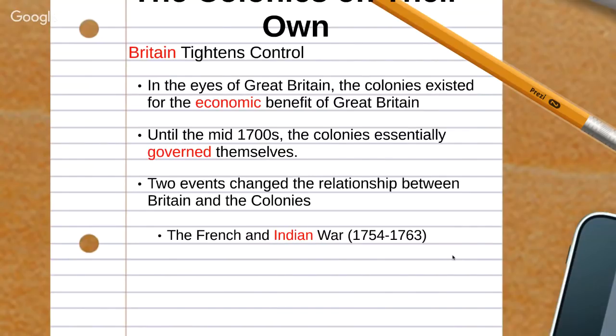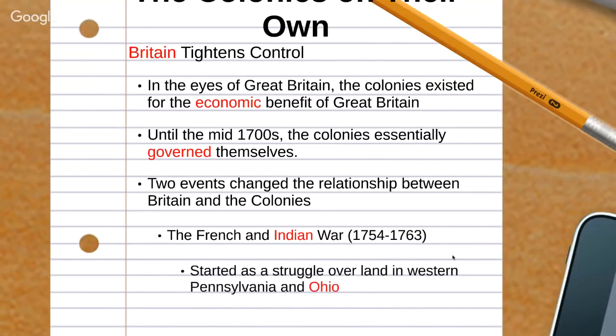Now, despite the name, this war was not fought between the French and the Indians. It was fought between the French and Great Britain over lands in the colonies. But it originally started as a struggle over land in western Pennsylvania and Ohio.